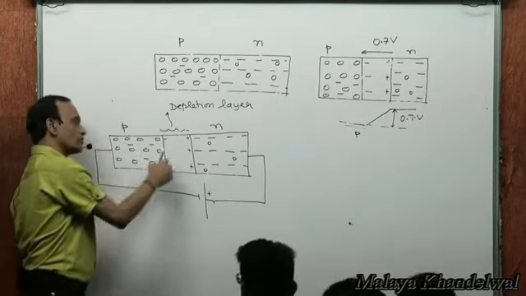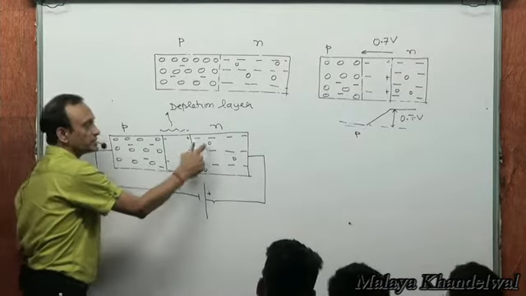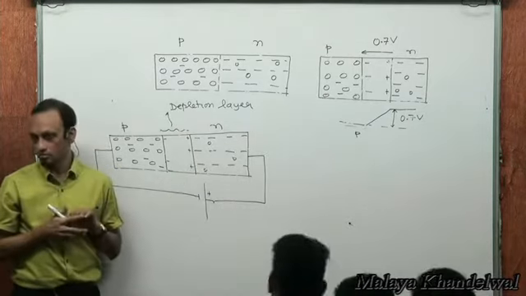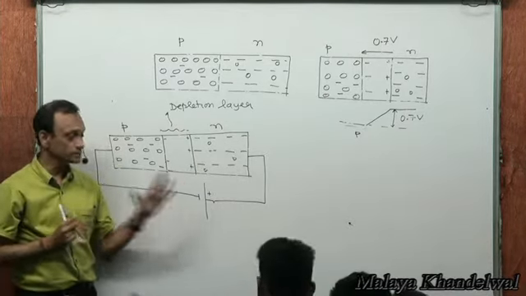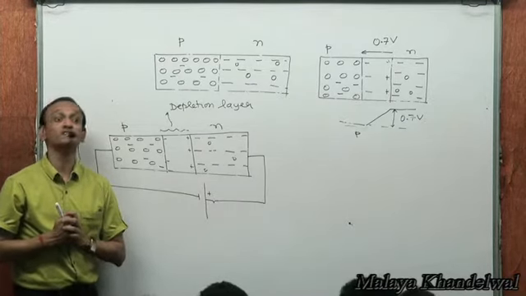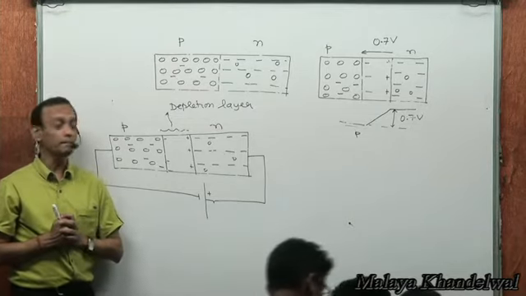P type: majority charge carriers holes, minority charge carriers electrons. N type: majority charge carriers electrons and minority charge carriers holes. Now I do this, where N type is connected to the positive terminal of the battery and P type connected to the negative terminal of the battery, right?